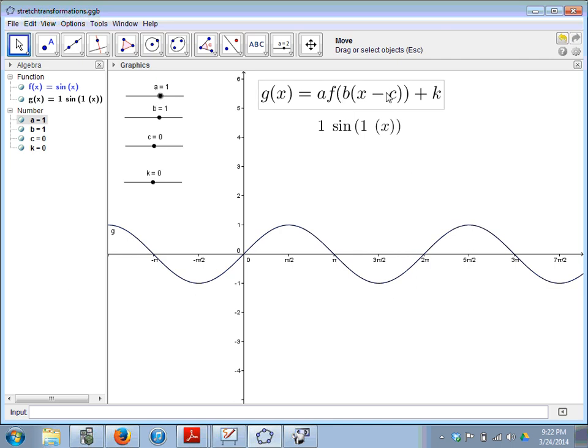Now we're going to talk about B and C here in a couple of minutes, but the other one I want to talk about is K, the effect that K has. Notice, first of all, where K is. It's outside of the function.